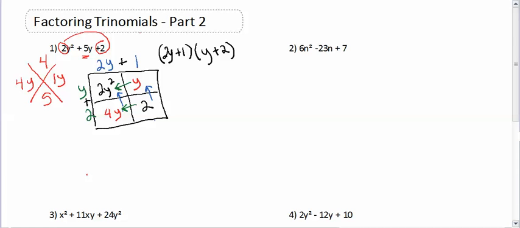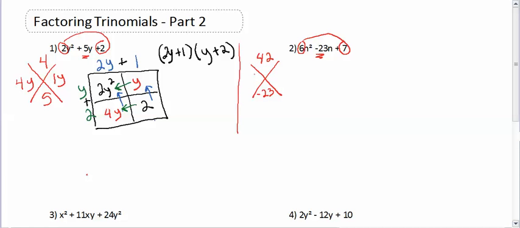Alright, next one. Again, we see that the coefficient is 6, so therefore we have to use the x and the box. So I'm going to go ahead and make my x. The top of our x is going to be our first term times our last term. So 6 times 7, that's 42. The middle term is what we add up to be negative 23. So two numbers that multiply together to give me a positive 42, but when you add them together, it gives me a negative 23.